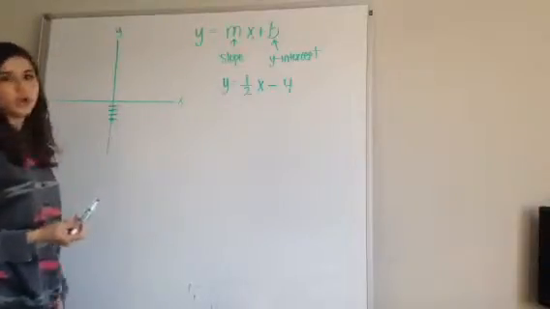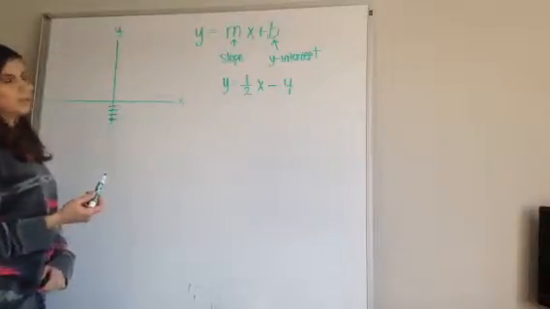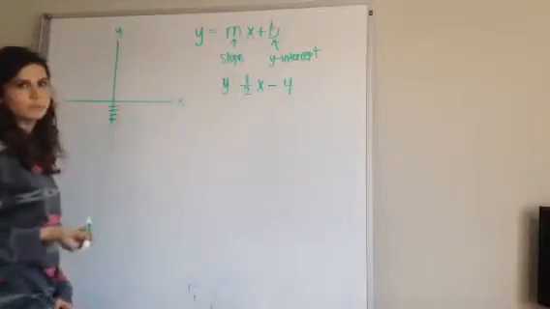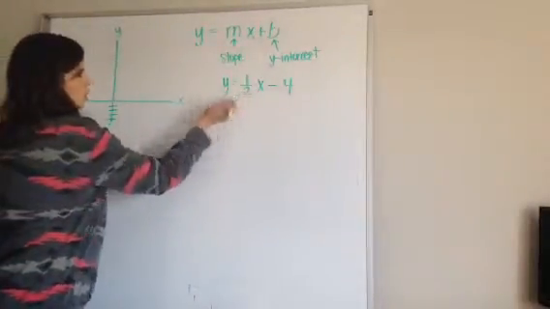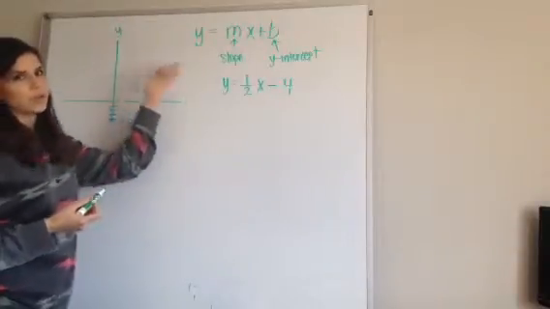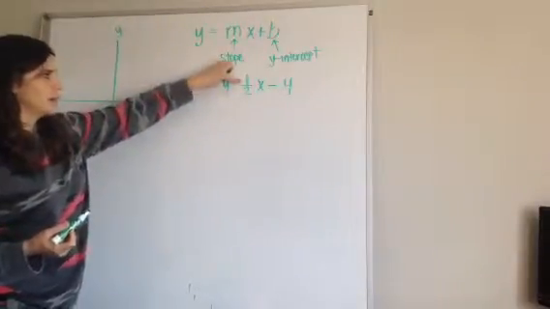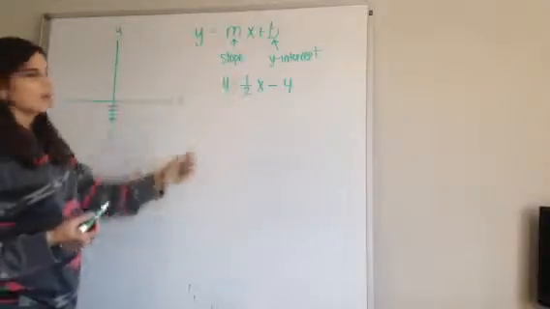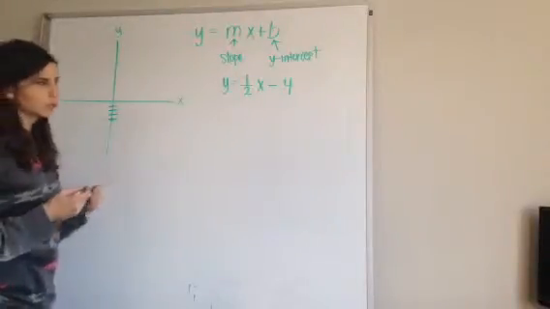And now my slope is always going to be the rise over the run. So in this case, I'm going to go up 1 and over to the right 2, because up is positive and right is positive. And see, we have a +1 and a +2. If it were a negative, then it'd be going this way.